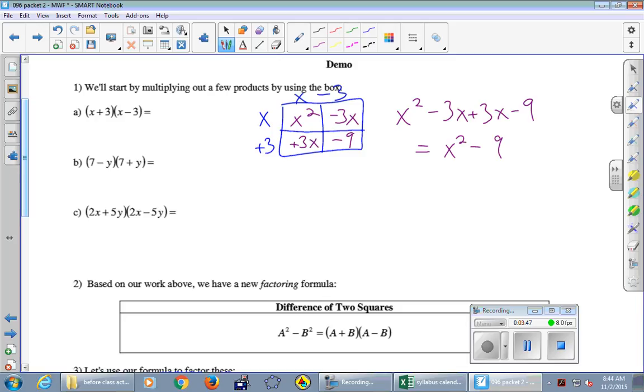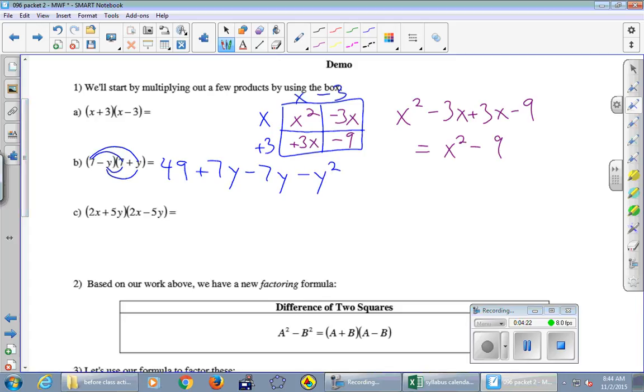7 minus y times 7 plus y. We saw a couple of classes ago, the box is just a fancy way to say distribute everybody in the first parentheses times everybody in the second parentheses. Again, you may have seen that called the lobster claw method in a previous class. So when we do the first guys multiplied, what do we get? 49. And then we'll do the outer ones, plus 7y. And then the inner ones, minus 7y. Look at that. And then the last, minus y squared. And again, the middle terms cancel, and so we're left with 49 minus y squared.